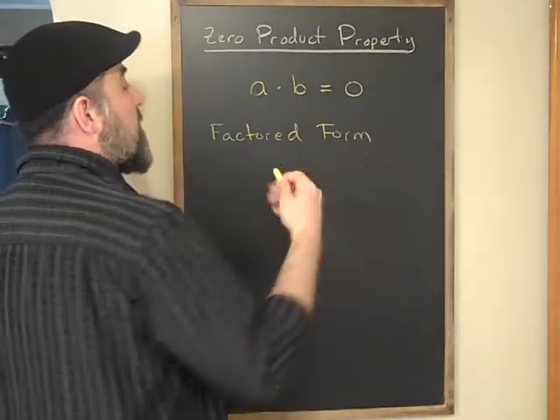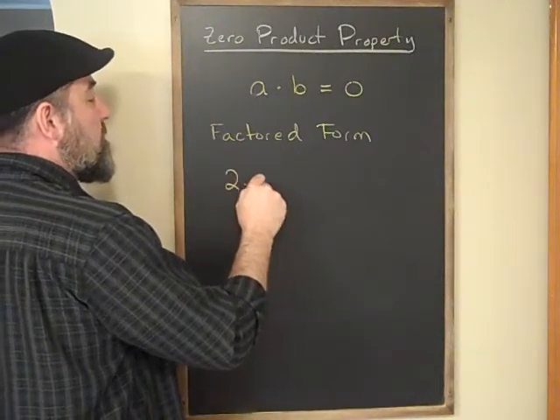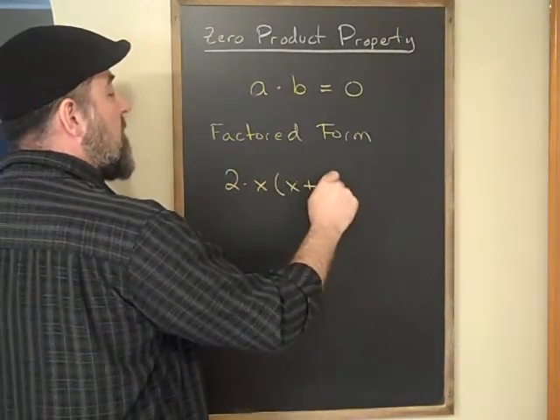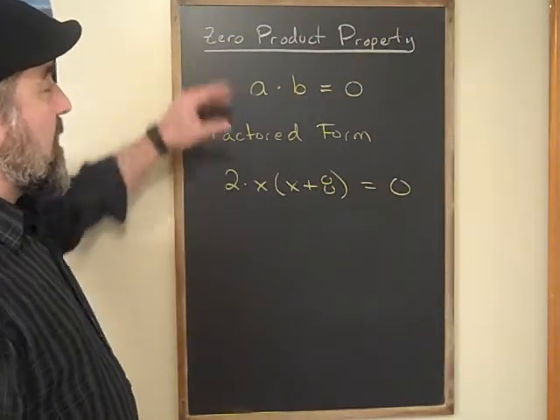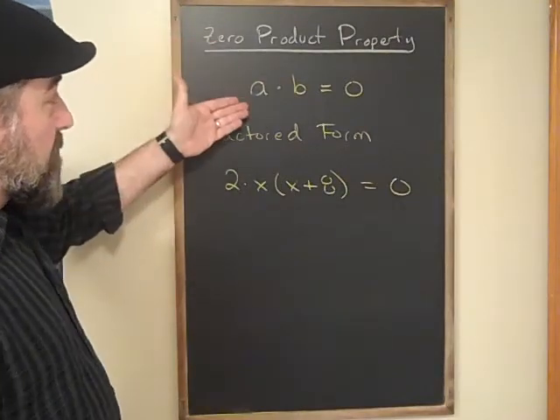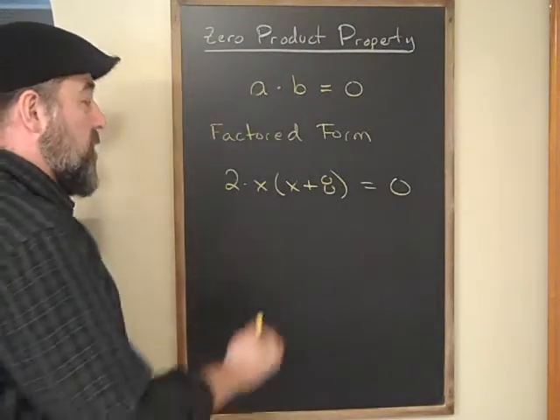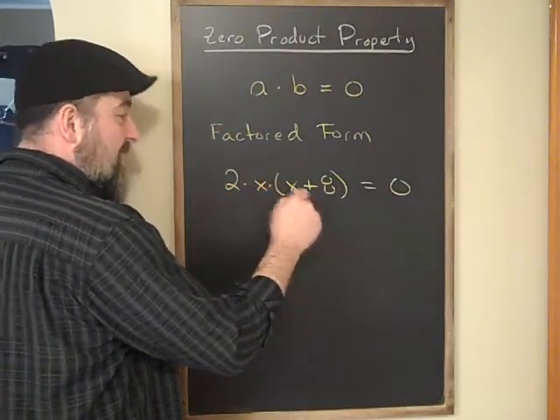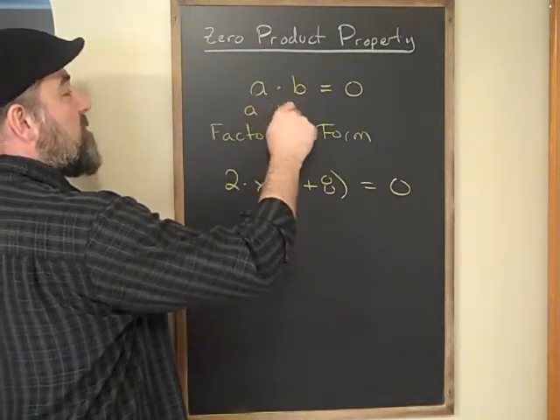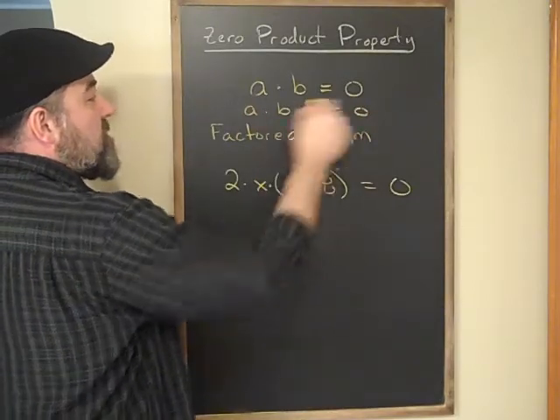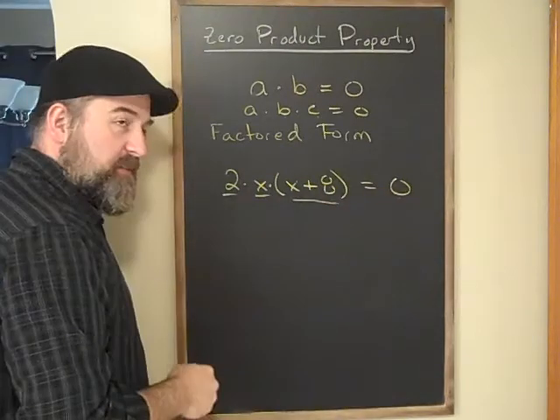So you will see expressions involved in multiplication. You might see something like 2 times x plus 8 equals 0. And this is basically the zero product property, but the a is kind of hidden and the b is kind of hidden. Look, 2 times x plus 8. The 2 is a factor. That would be almost like if we saw a times b times c equals 0. Here we have 1, 2, 3 factors being multiplied to be 0.